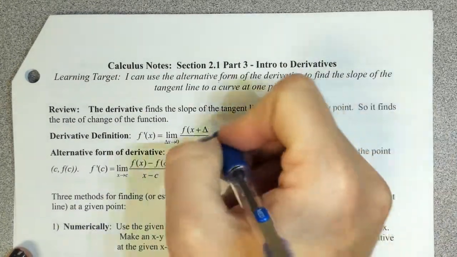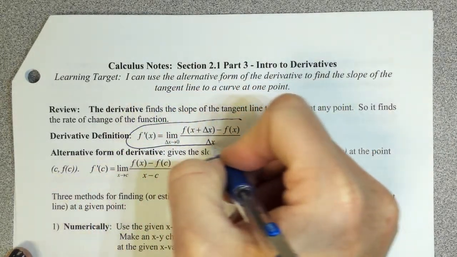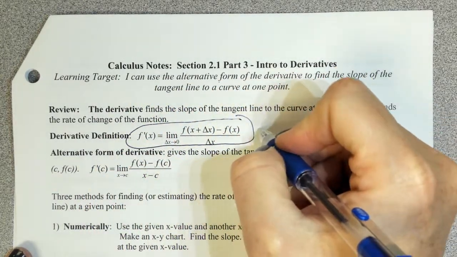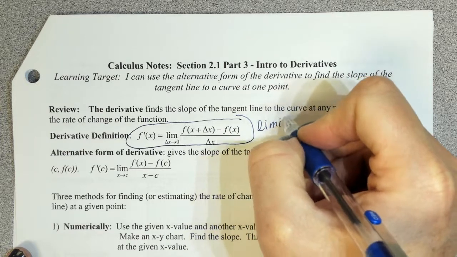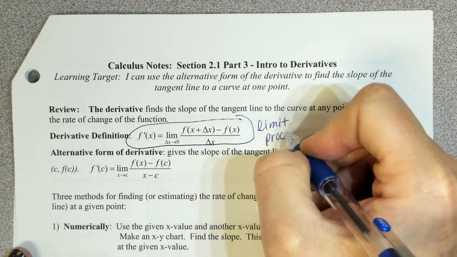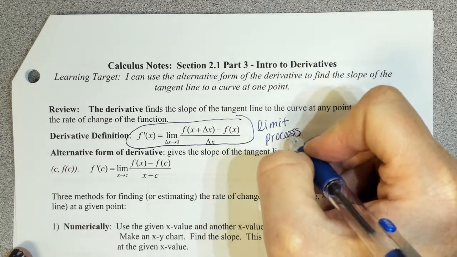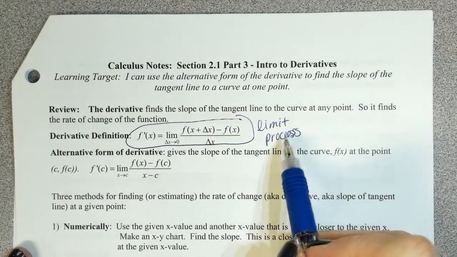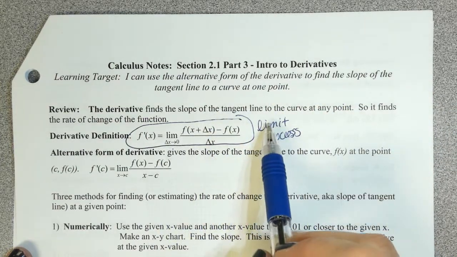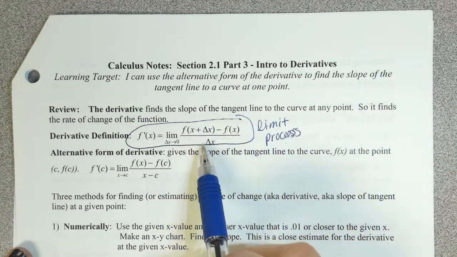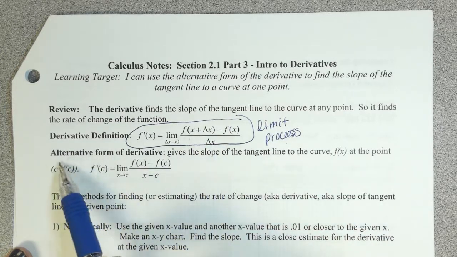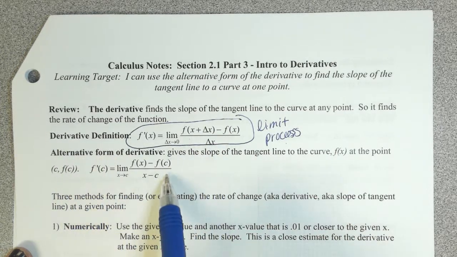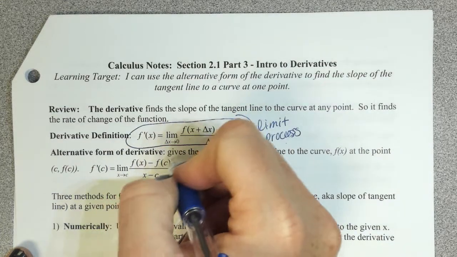So this is the formula that we've been using. This is called the limit process. So if it says to use the limit process, when they ask us to use the limit process, they're talking about this one. When they say to use the alternative form, then they're talking about this new one here.